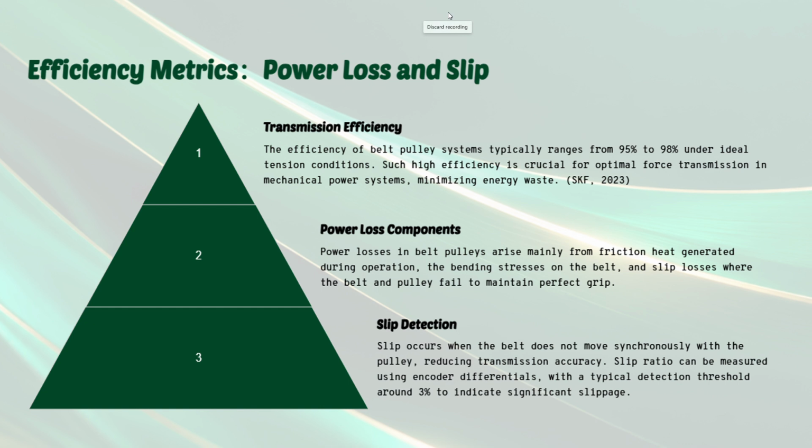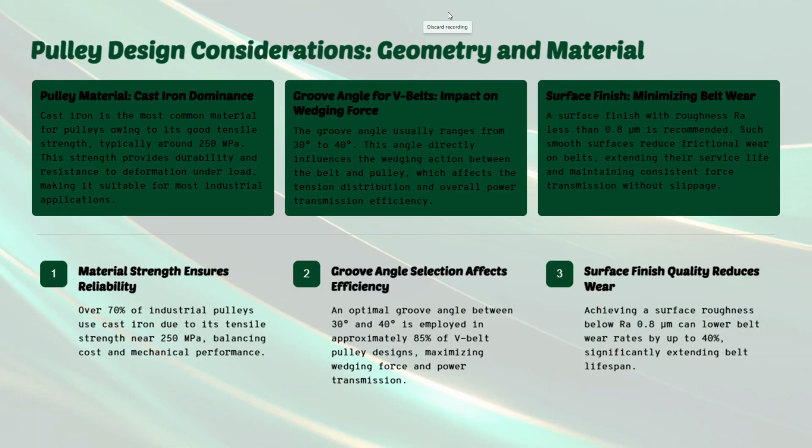The remaining 2% to 5% of power loss components are primarily caused by three things: internal friction heat generated during rapid movement, the continuous bending stresses as the belt rounds the pulley, and minor slip losses where the surfaces fail to maintain a perfect, synchronous grip. To monitor this, advanced facilities use encoder differentials for real-time slip detection.